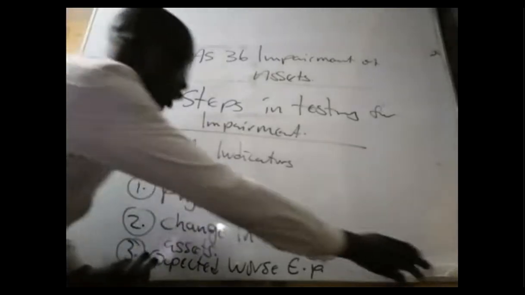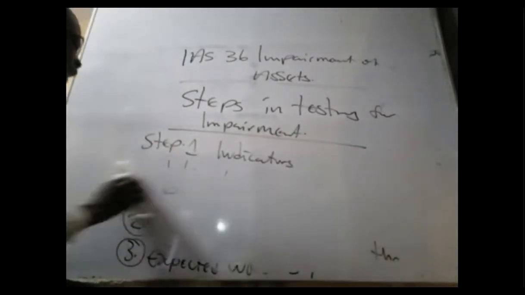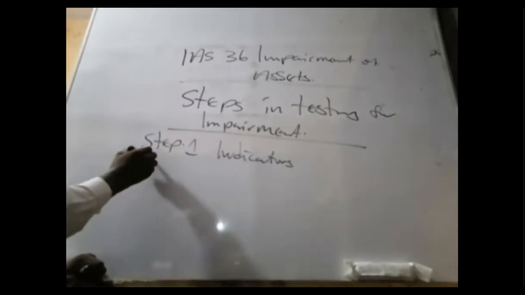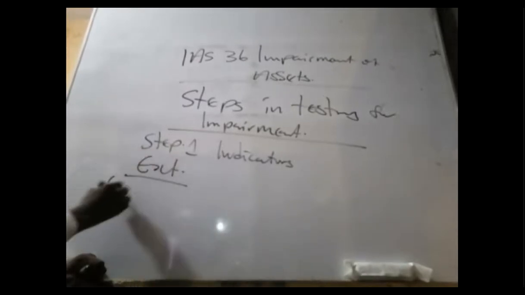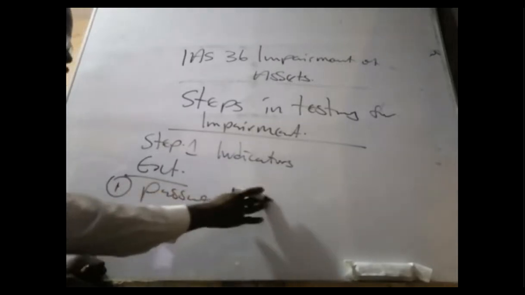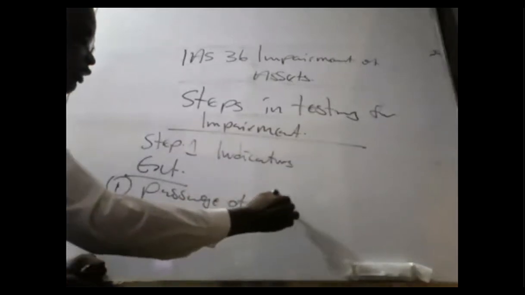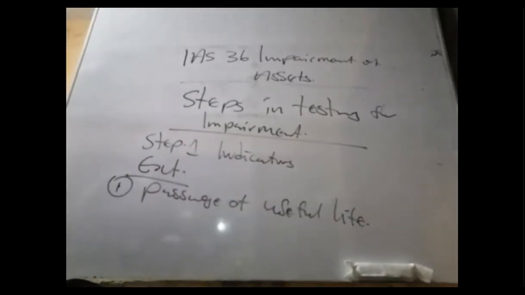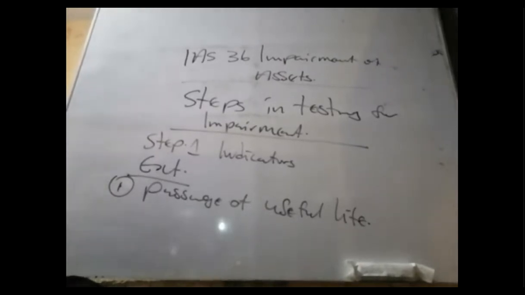Okay, let's look at some external indicators. I'll talk about number one, passage of time, or of useful life. As and when the asset is getting older, the actual value that we can derive drops. We cannot control the useful life of the asset, so that may cause impairment. That suggests that the asset may have been impaired.